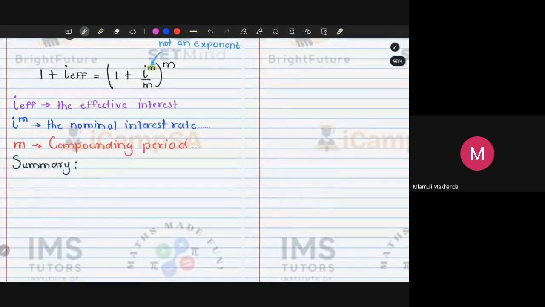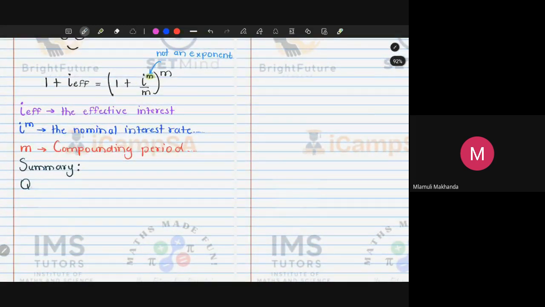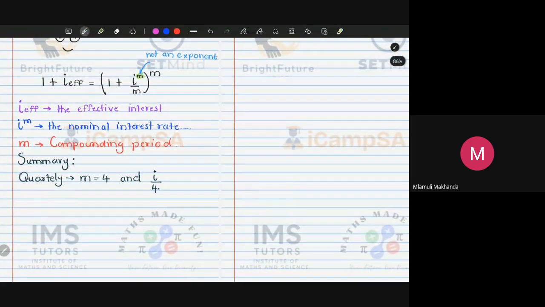So if you see the term quarterly, what it means is that your m will be 4. And that in turn means that you will be dividing your interest by 4, whatever the nominal interest is. Where m is 4, that would be the compounding period.